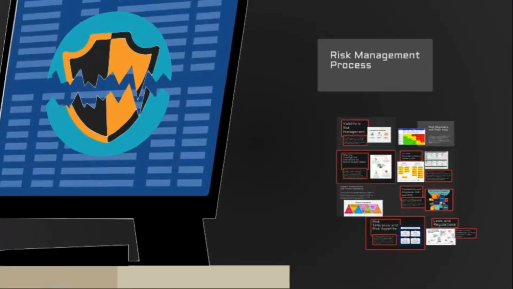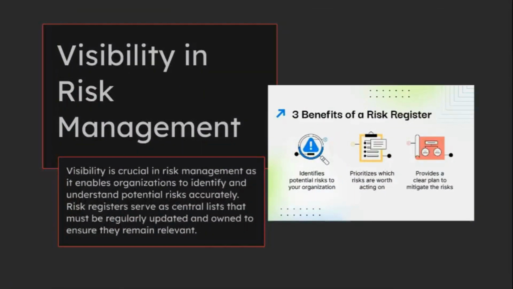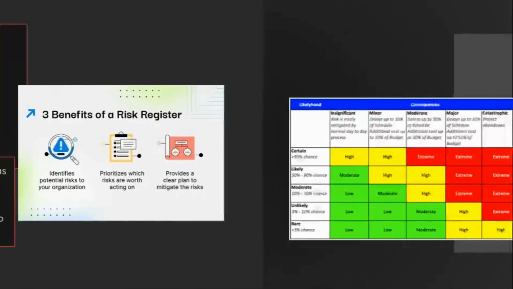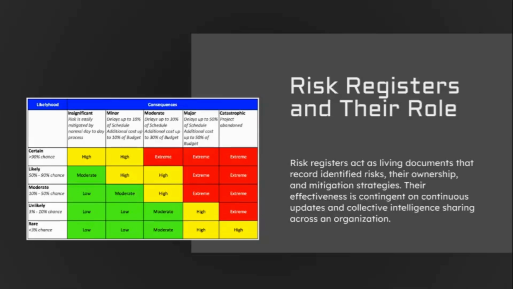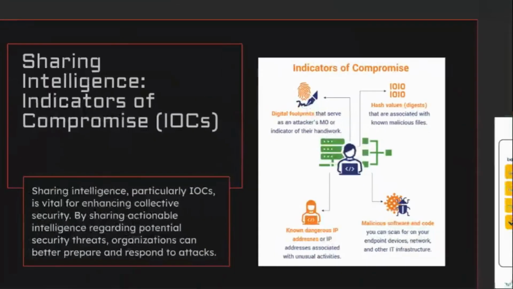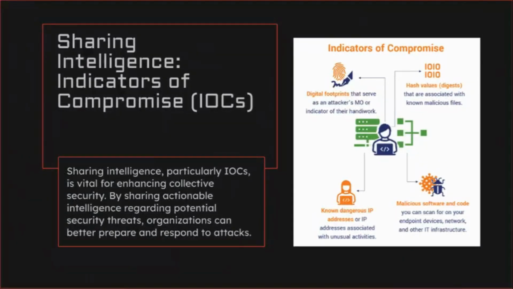Okay, so foundationally, it all kicks off with the risk management process itself. Absolutely. You can't manage what you can't see, or at least understand. So visibility is key. We're talking things like risk registers. Yeah, exactly. Those central lists of risks. But they're only useful if they're kept alive, updated, owned. Right. And it's not just listing them, it's sharing intelligence too, isn't it? Like indicators of compromise, IOCs. Definitely. Sharing those little clues about attacks helps everyone.